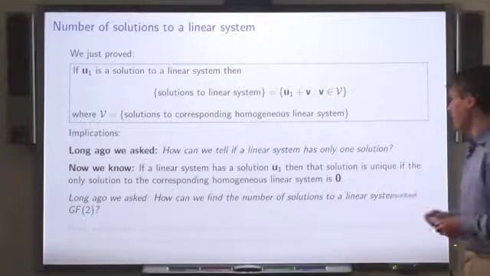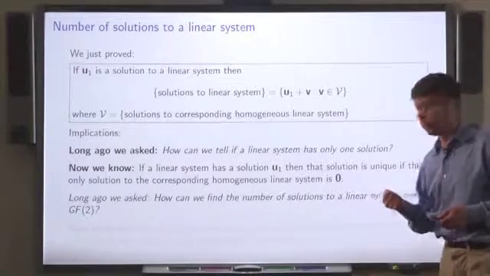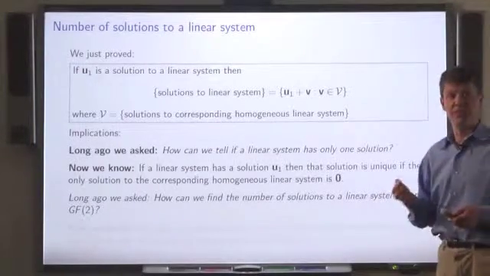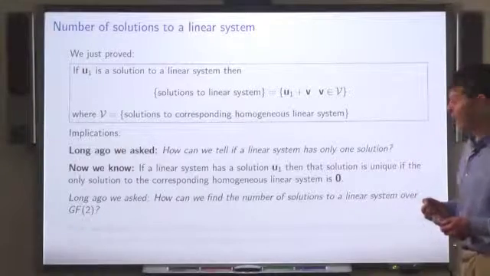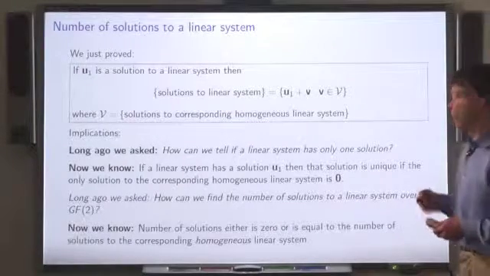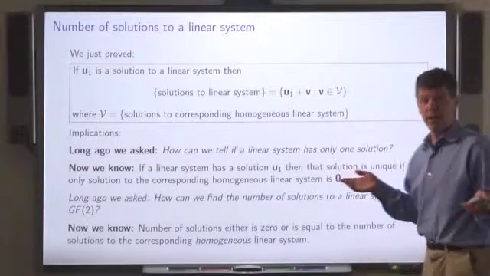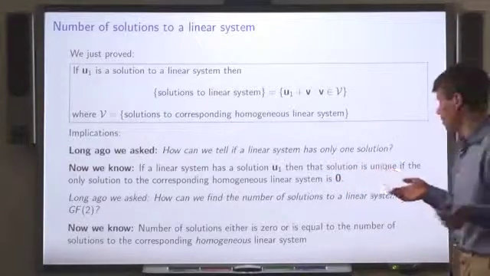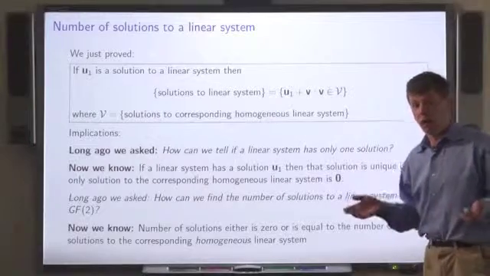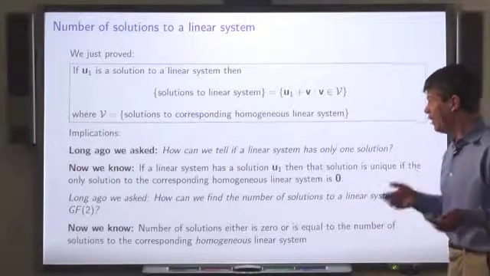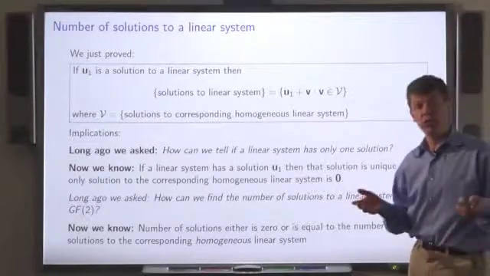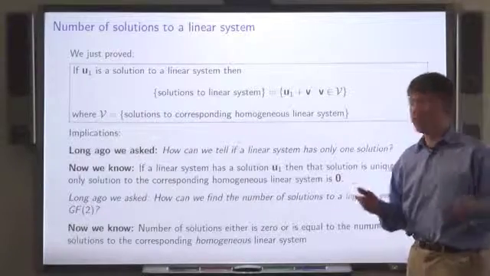We also asked, how can we find the number of solutions to a linear system over GF(2)? Well, now we know the number of solutions could be 0, could be the solution set is the empty set. Otherwise, the number of solutions is equal to the number of solutions to the corresponding homogeneous linear system.